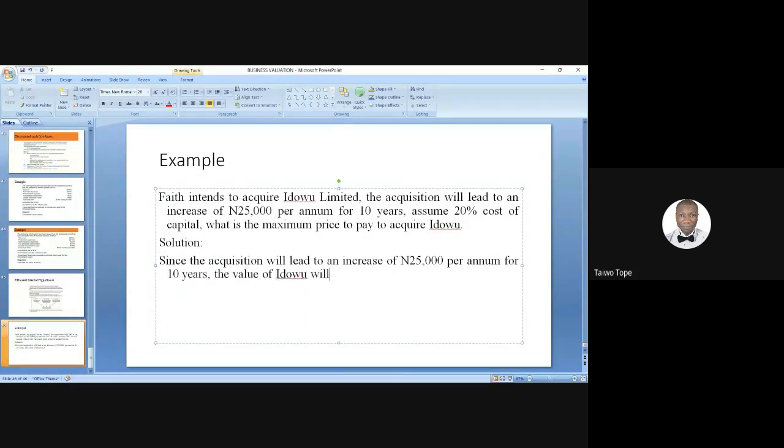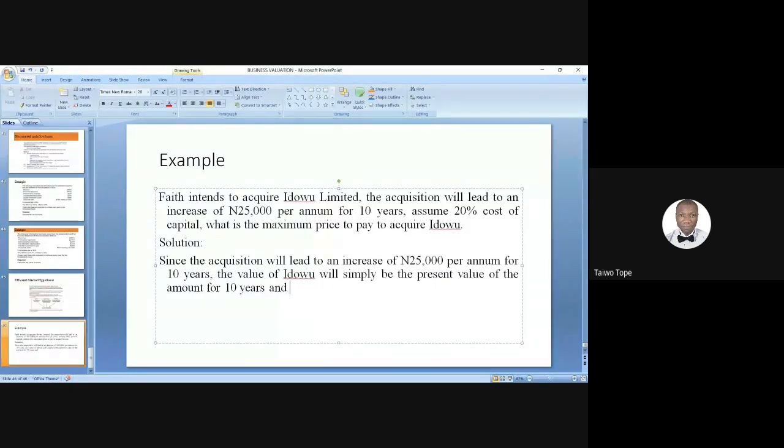will be what? Will simply be the present value of the amount in 10 years. I don't know if somebody is getting this now. Of the amount for 10 years.